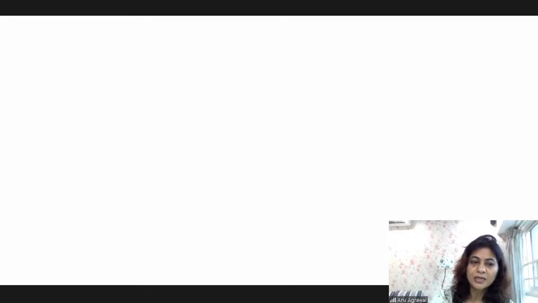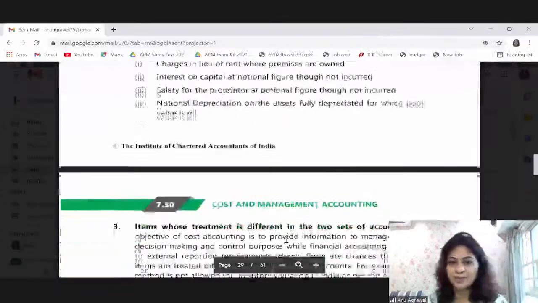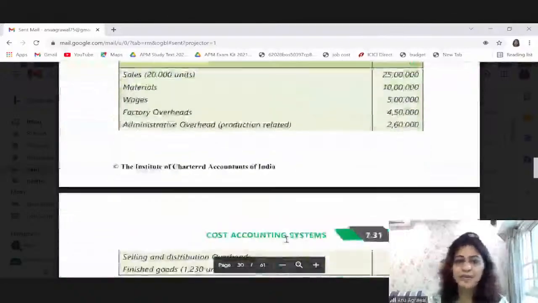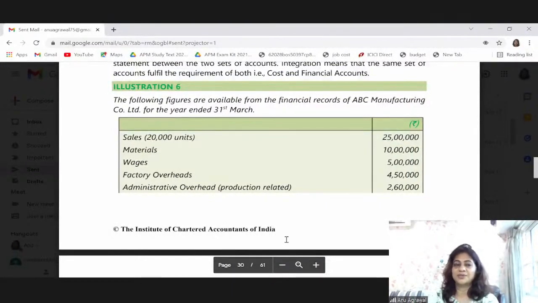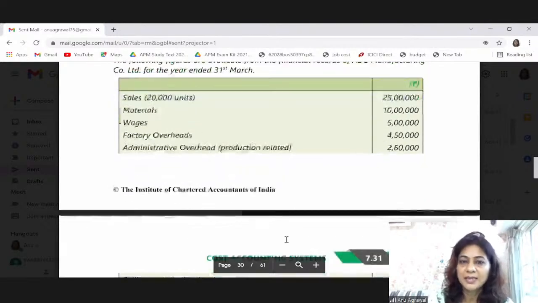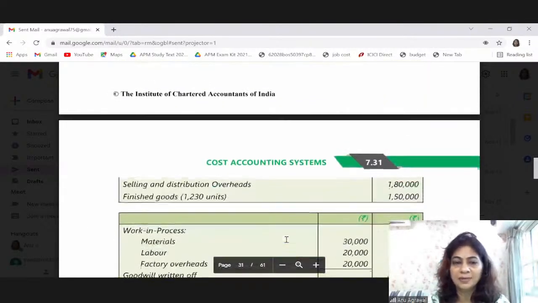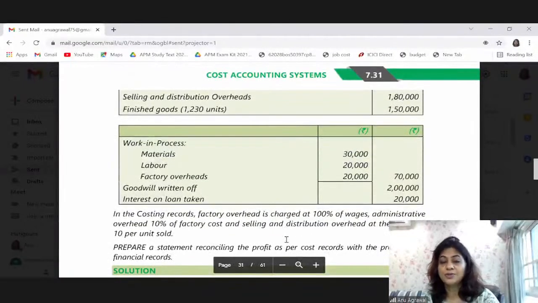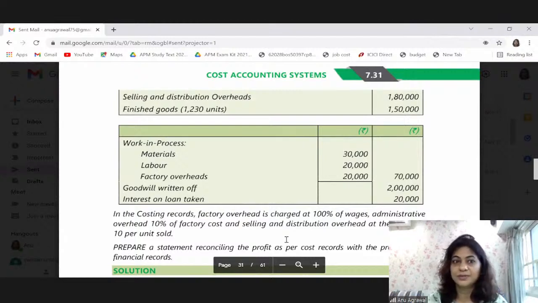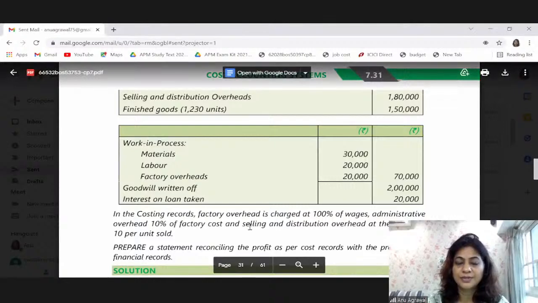So they have first tried to explain you, right? So let's look at it. Illustration 6. Following figures are available from the financial records of ABC Manufacturing Company. Sales, material, wages, admin overhead, WIP. They have all been cost records. Factory overhead is charged at the rate of 100%. Now look at the difference. You will come to know the difference.